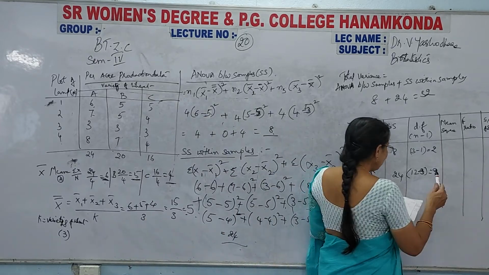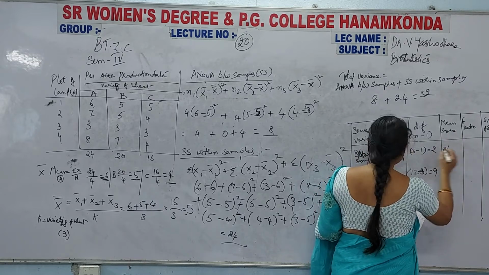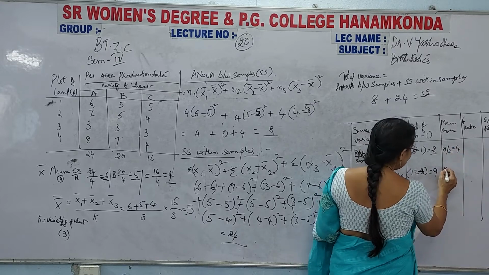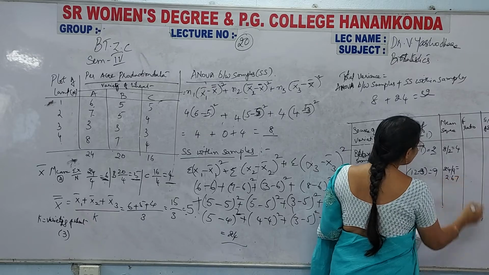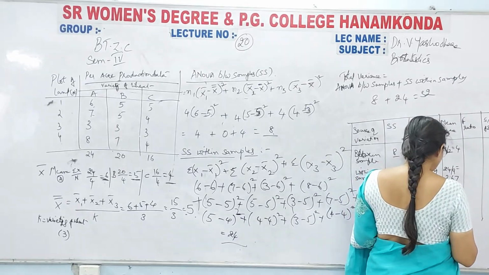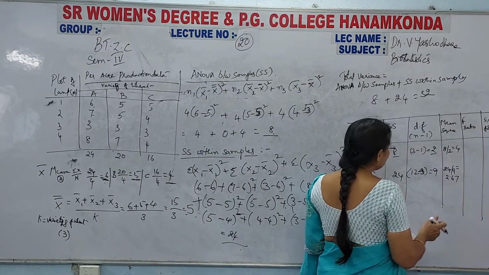Now see here, ఇక్కడ ఏం కావాలంటే మీన్ స్క్వేర్ is equal to 8 by 2. 8 by 2 is equal to 4. Next see here, 24 by 9 is equal to 2.67. This is mean square. Now coming to the F ratio. F ratio is equal to mean square, that is between samples by within samples.